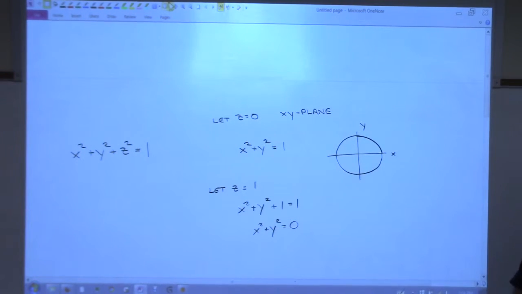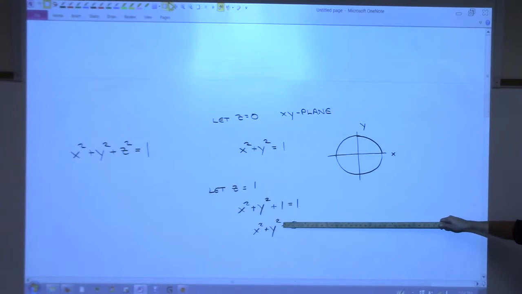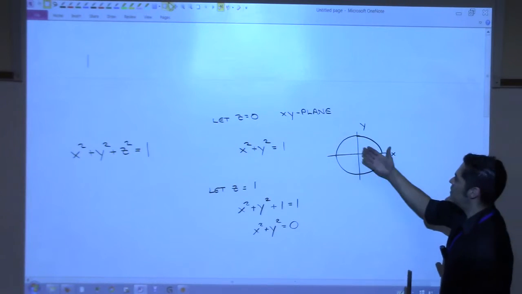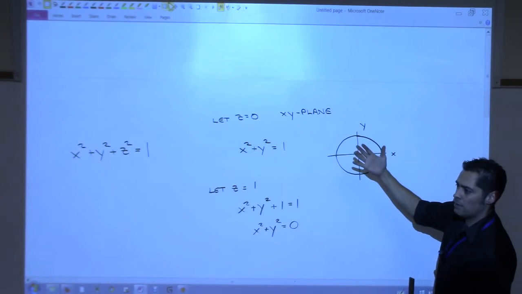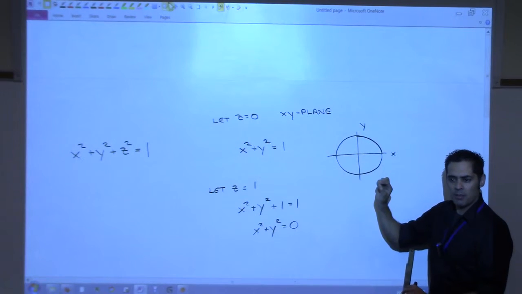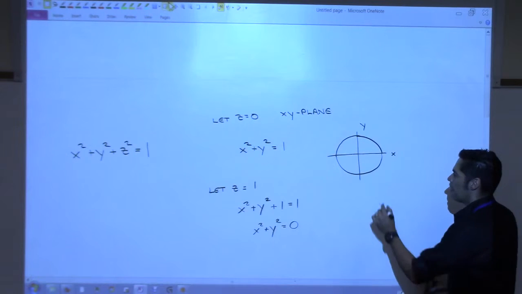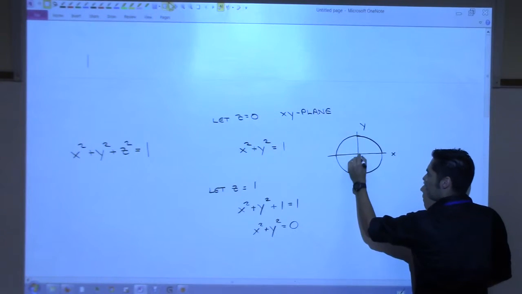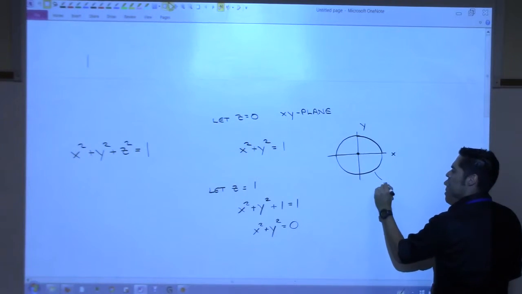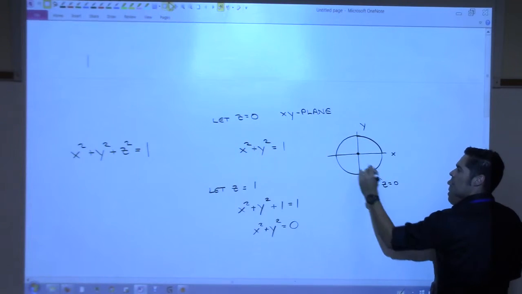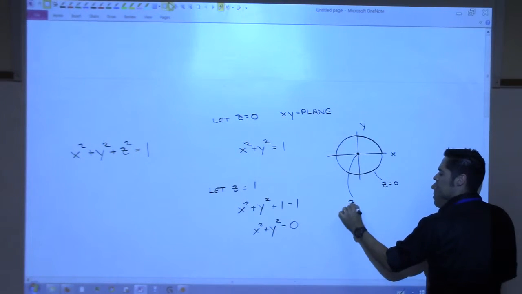Uh-oh. That is a circle with radius 0, which means it's a point. So if I were to look at this picture and come up 1 unit out towards us, I'm going to be at a single point. Do you all see that? So I'm going to have a point here. This corresponds to z equals 0, doesn't it? This point, looking from the top down, is z is 1.